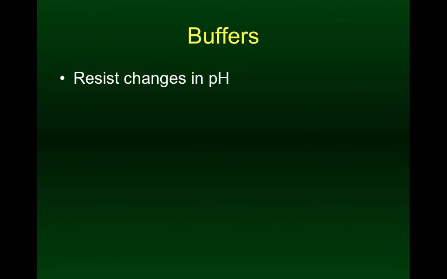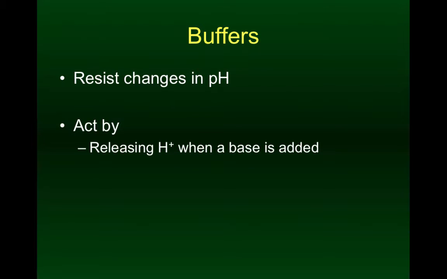Now, buffers are things which have the ability to soak up or give off H pluses as acids or as bases are added to them. Right? So they resist changes in pH. So if you have a substance, it's a buffer, and you add a base to it, that buffer will actually release extra H pluses to neutralize the OH minuses that are showing up in that base. So by doing that, the H pluses join up with the OH minuses, they neutralize it, they create water, and that keeps your pH from changing.